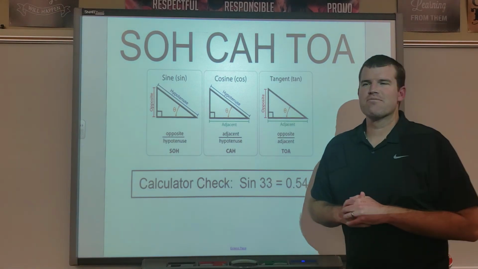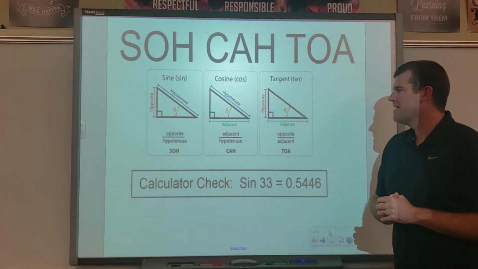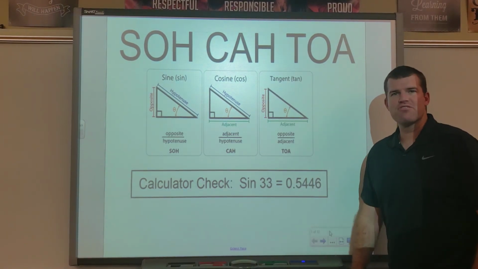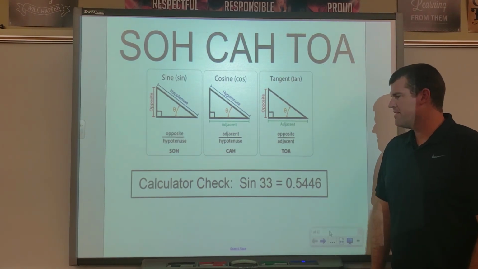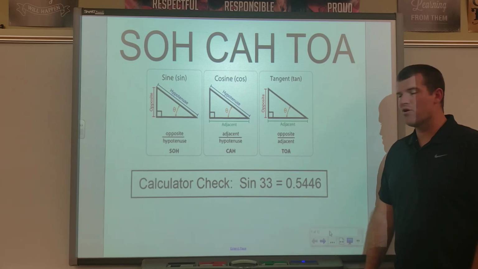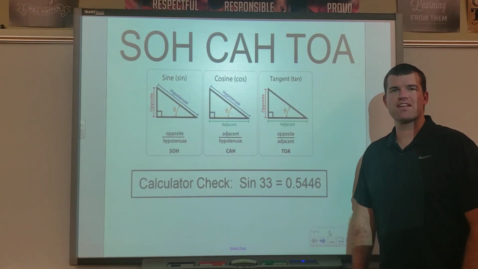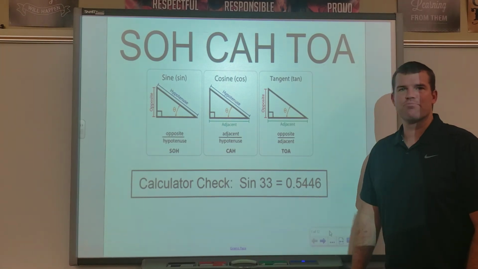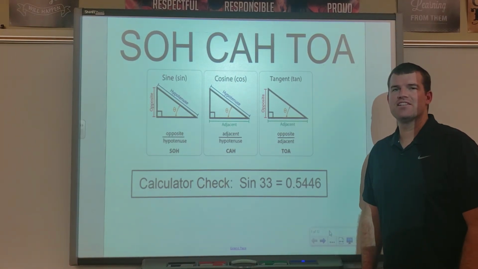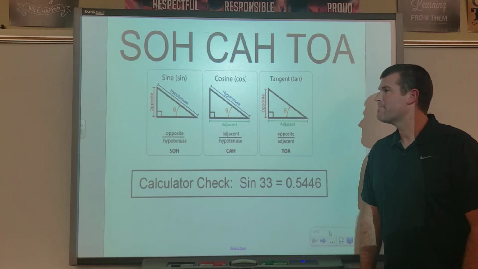All right, we're back for some more SOHCAHTOA. Before we get started though, please do a calculator check. Check your calculator. When you hit sine 33, you should get 0.5446 with a few more decimals. If you're not getting this, your calculator is probably in radians and you need to switch it to degrees. All right.